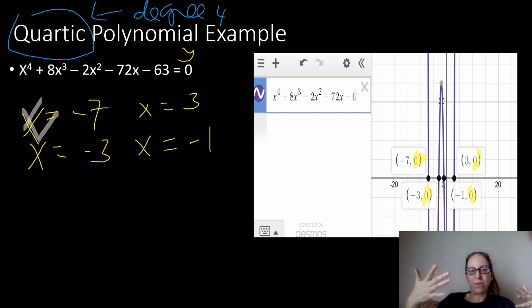Most of your math teachers, if asked to solve that quartic polynomial on their own, like somebody just said, here, Ms. Taylor, solve this, the first thing I would do is graph it. And I'd see if I could get the solutions that way. And if I couldn't, then I might try some other things.